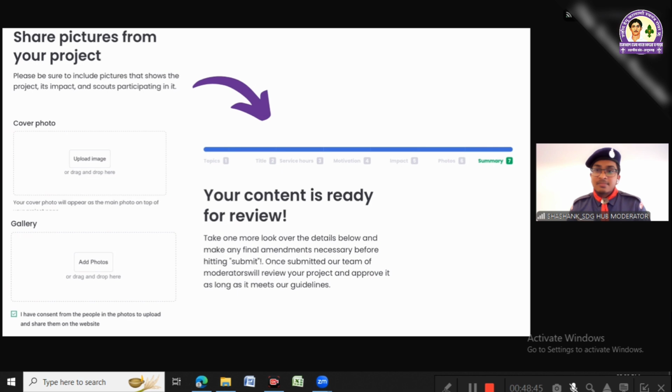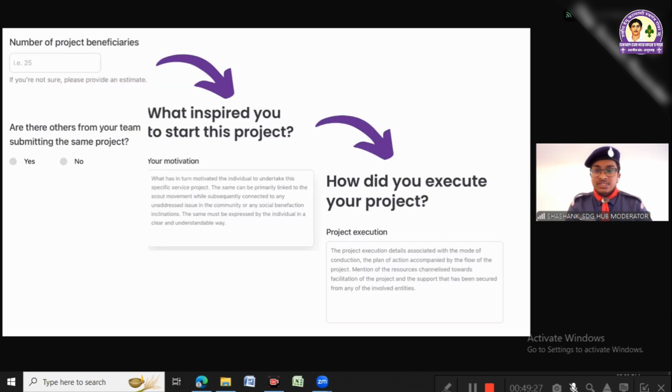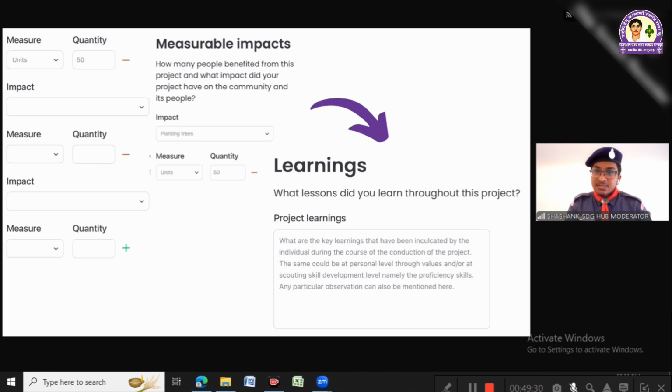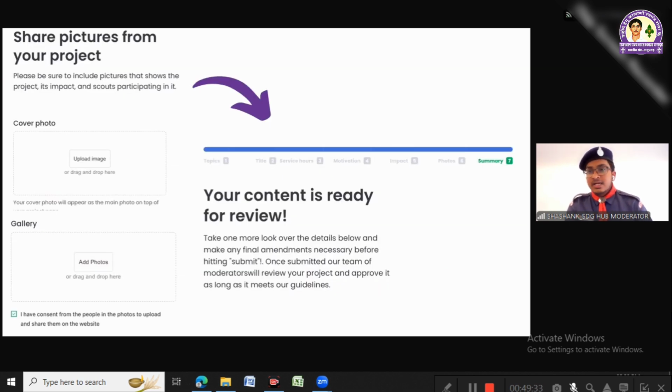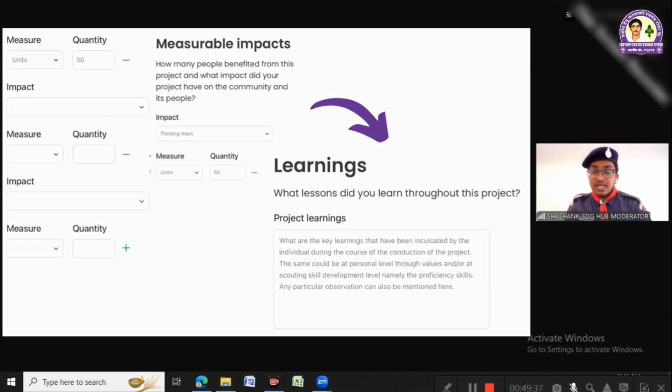With this, we come to the conclusion of uploading a service project. So let us revise before we move forward. Selecting the topics, writing a title, telling us where your project was conducted, who funded your project, how many service hours will be calculated, what inspired your project, how did you execute your project, the measurable impact, learning, and photos. It is a very, very simple process, but it requires adequate amount of content and photographs to support your proof of work.